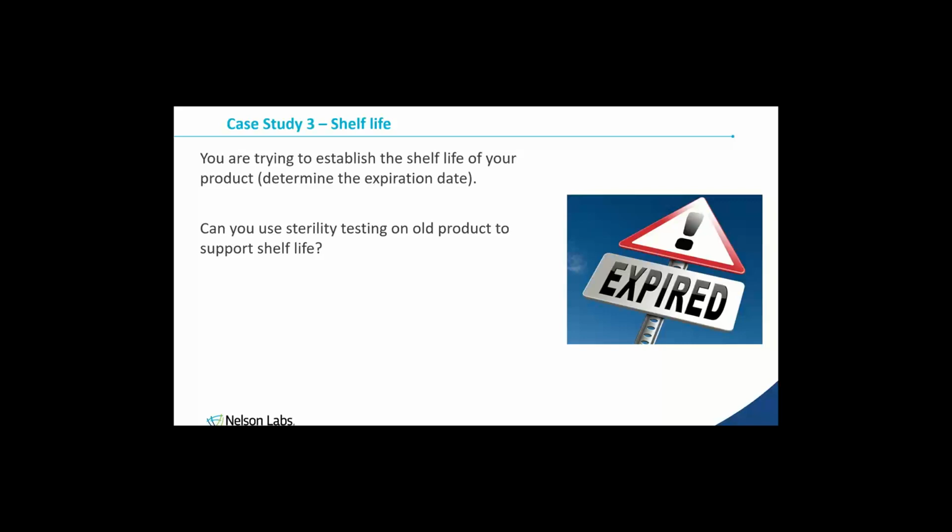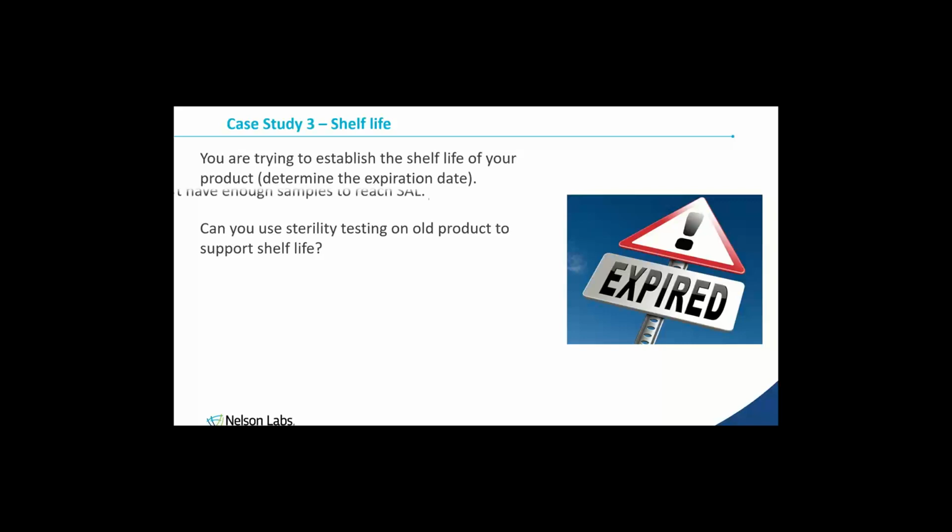So this is one: you're trying to establish a shelf life for your product. I have a product, I'm trying to bring it to market, and I want to come up with my expiration date. I want to do my shelf life testing, probably with accelerated aging testing. With that testing, am I going to pull those sterile products, or those old products, off a shelf? And can I sterility test those to show that I still have sterile product after this expiration date?